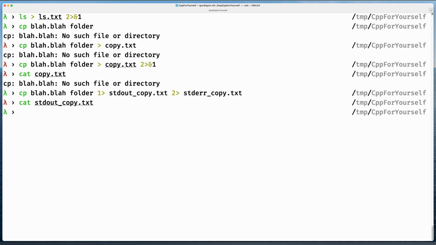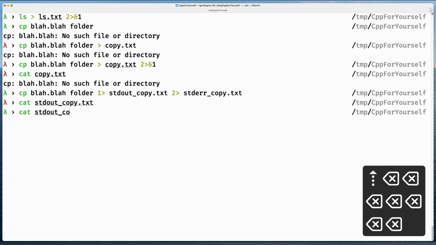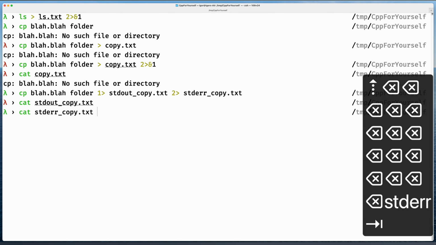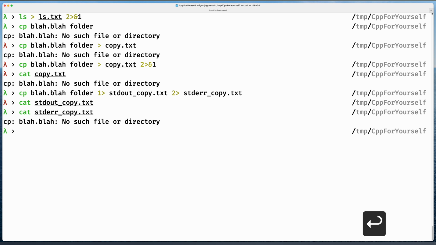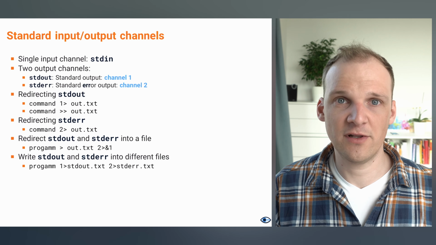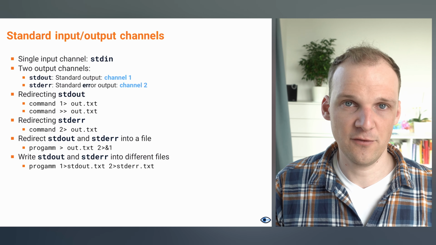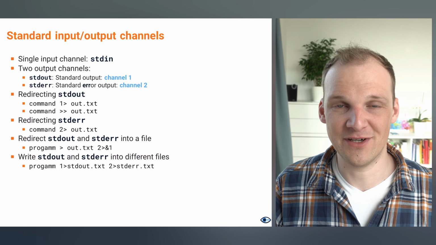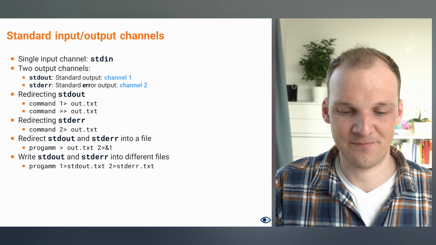is empty because copy did not provide anything for us to actually see there. But if we cat the stderr_copy.txt, then we see that the error was actually stored in that file. And with that, that's all the information that you have to know about these type of things. There are definitely more tools than we've covered right now, but these are the most essential ones. And if you know these ones well enough, then you should be good on your journey to learn terminal.